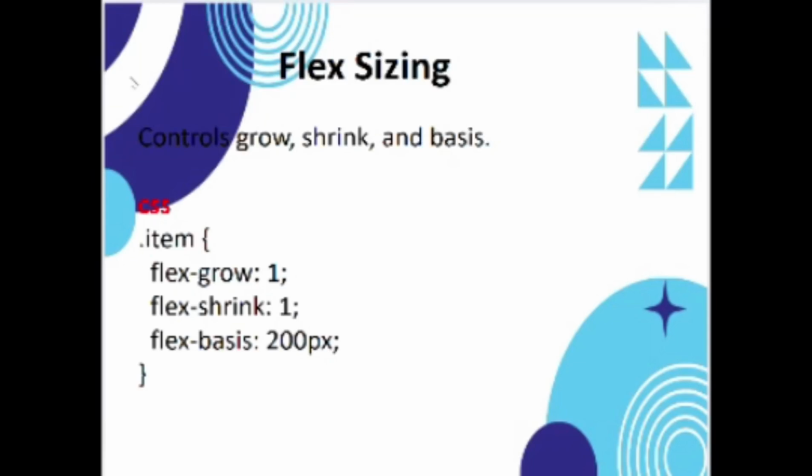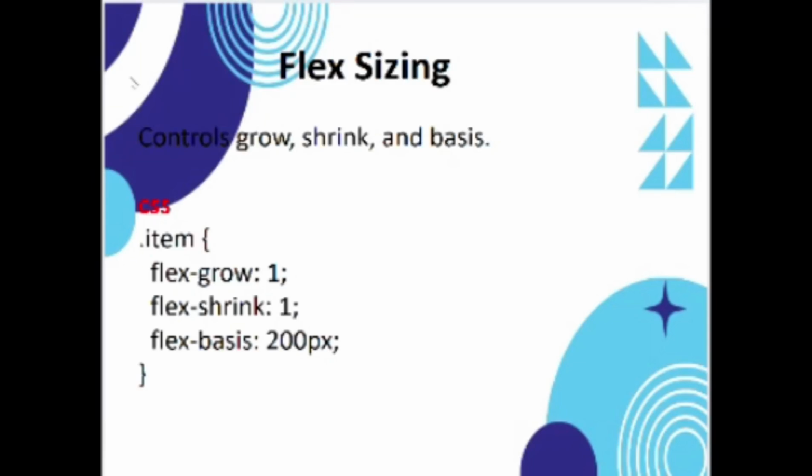Let's take an example of 720 pixels. That 720 pixels will divide equally for the 3 boxes or 4 boxes. Flex grow to 1, flex shrink to 1, and flex basis to 200 pixels. This is the sizing we use generally.